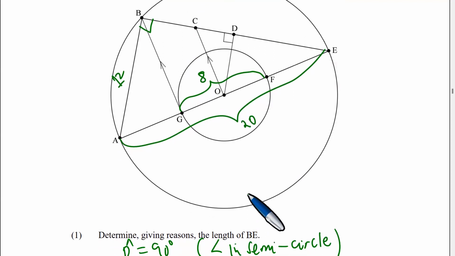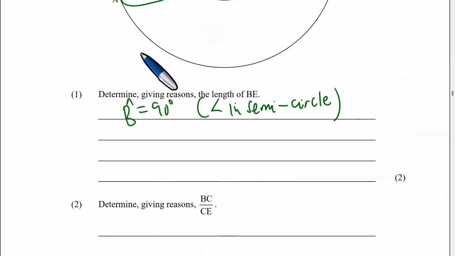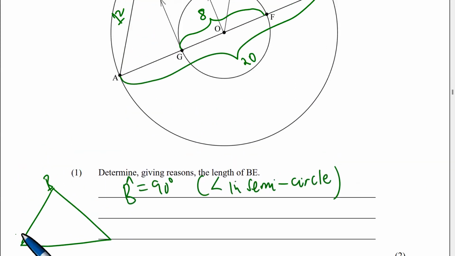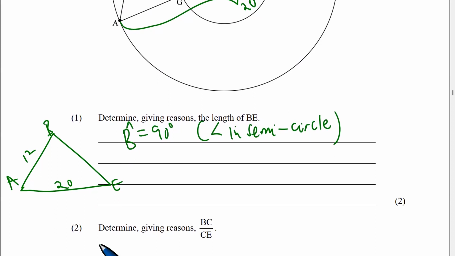So you have BE. Right, so if we want to find BE now, it's obvious, because this triangle is right-angled. So you have the triangle like this. This is A and this is E. This is 12 and this is 20. We just need to find BE, and this angle is 90 degrees.